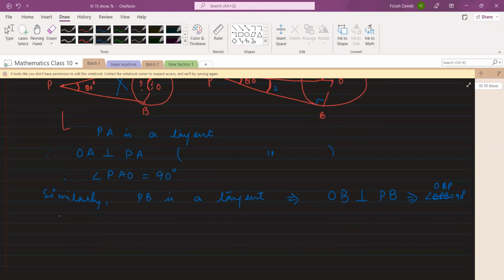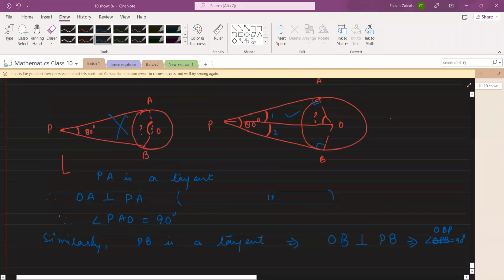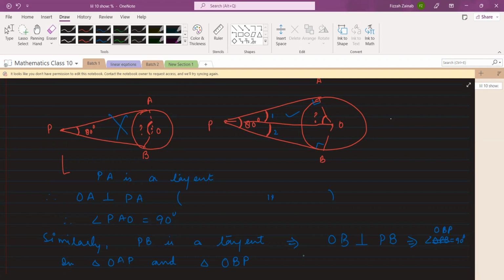Now let us try to show the two triangles are congruent. So in triangle OAP and triangle OBP, right? Now three things, tell me quickly. One angle is 90, one side is common, and OA is equal to OB, which is radius.